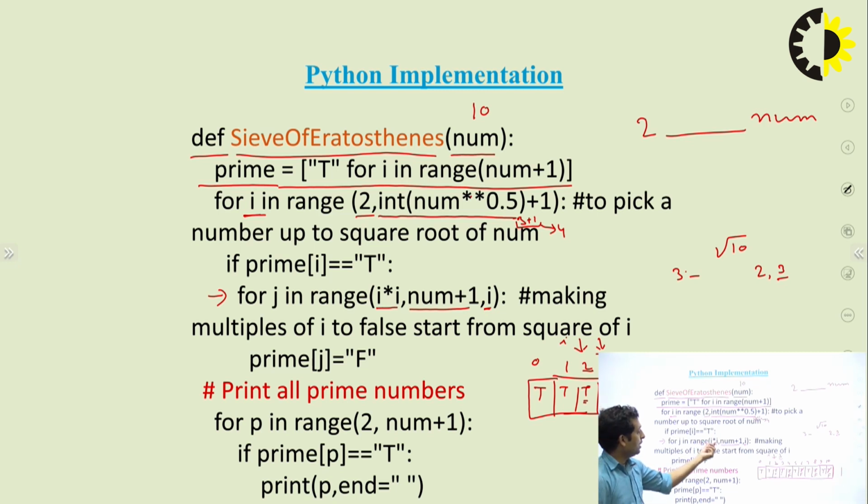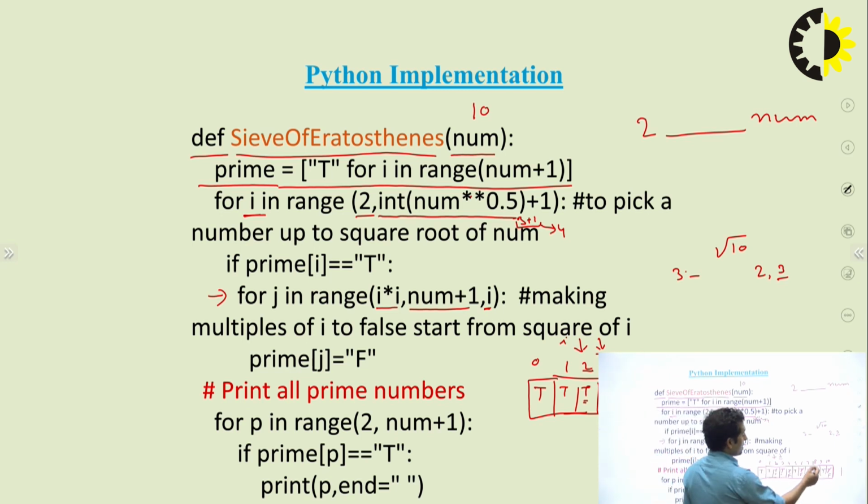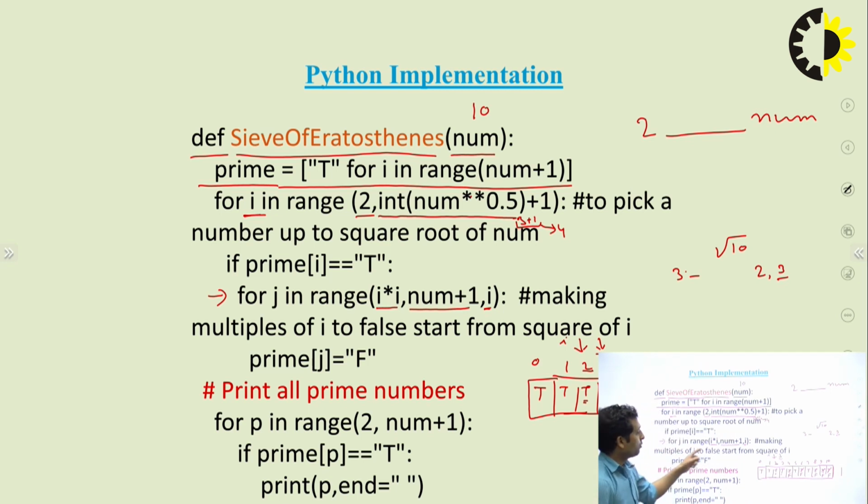starting from its square. 3 square is 9, go to the 9th location, its value is true, yes, make it false, up to the next multiple available. So exit from the inner loop and the outer loop, only 2 and 3 are chosen, yes, come outside the loop.